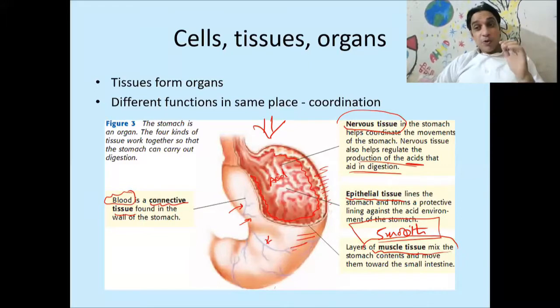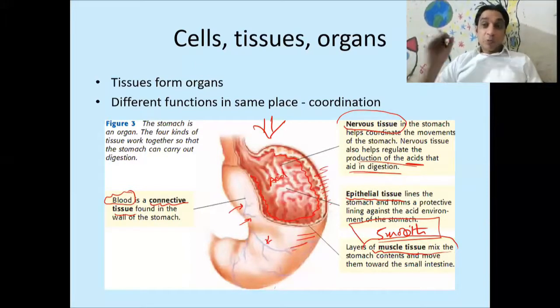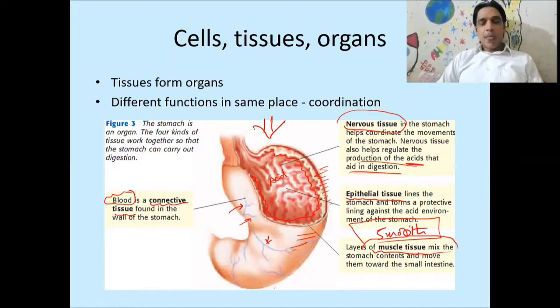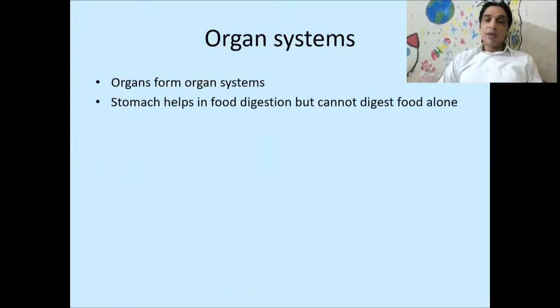So you should be able to understand how different types of tissues work together to execute the function of one organ. And if you miss the function of any of the tissues out there, you can guess you will lose the function of the stomach, and eventually it can lead to the death of the human being as well.